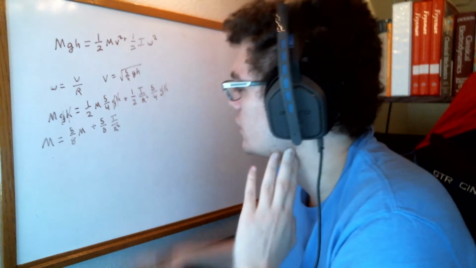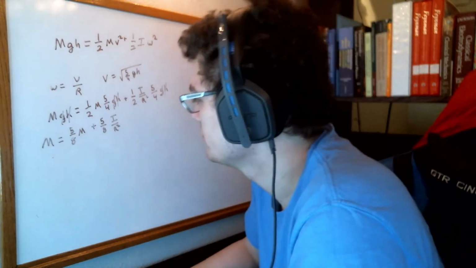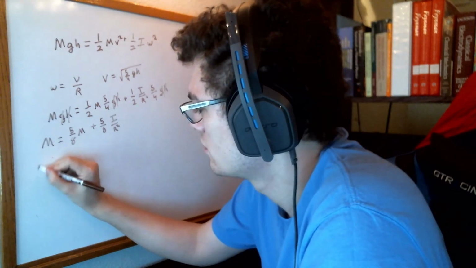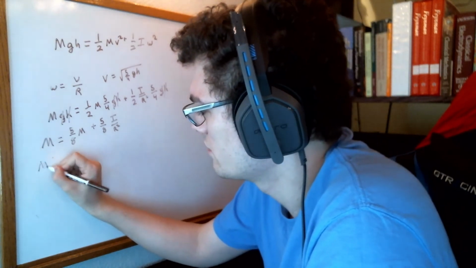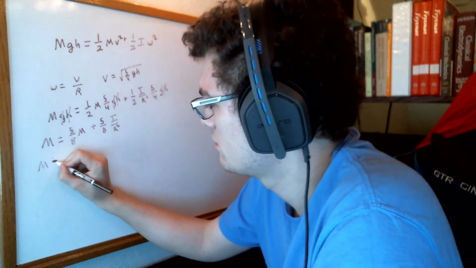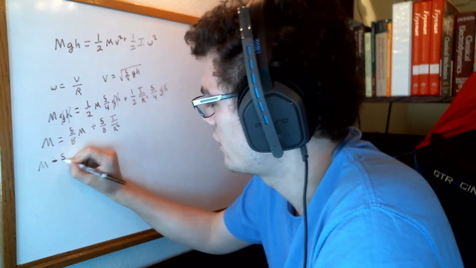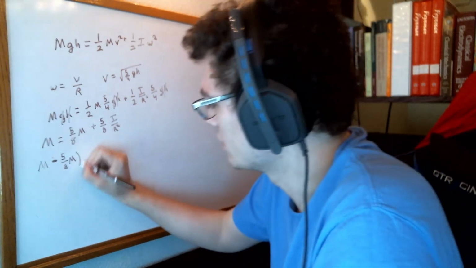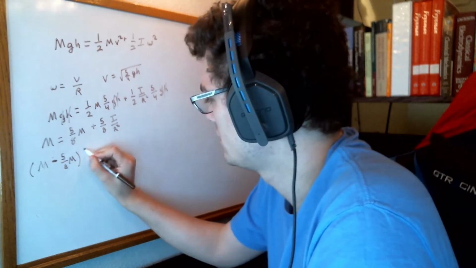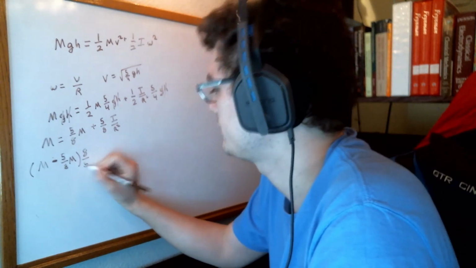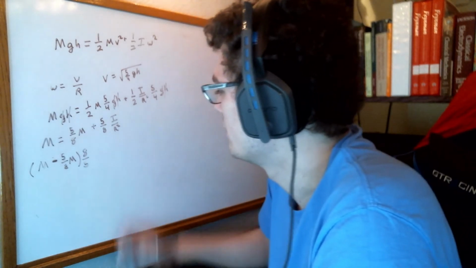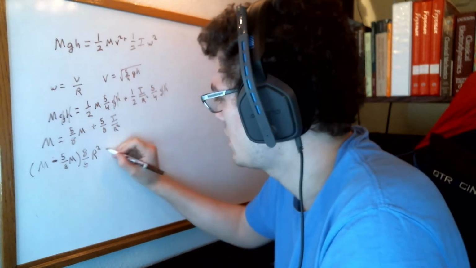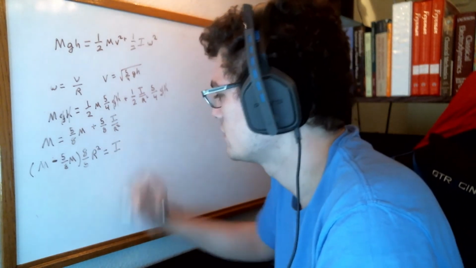And so we can get the I all alone by itself. And so we'll do that. We'll have the mass of the pumpkin minus 5/8 m, and then we can multiply both sides by 8/5, and then we multiply both sides by r squared. And then that's going to yield us I.